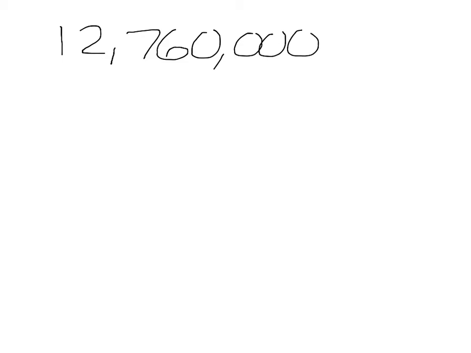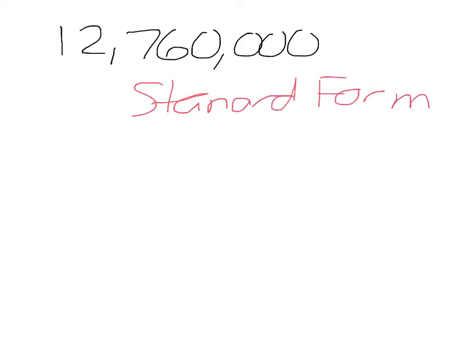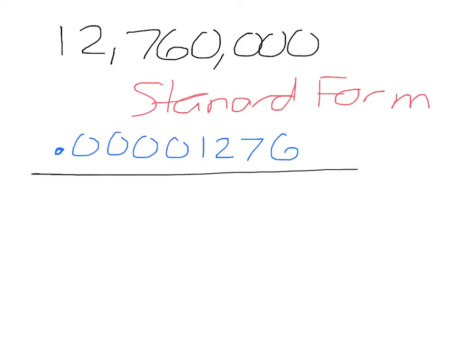So a number like 12,760,000, this number is in what we call standard form. It's not in scientific notation. A number like 0.00001276 is also in standard form. Those are standard form because they don't have the power of 10 associated with it.